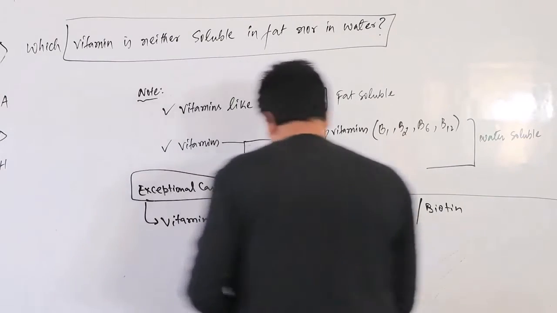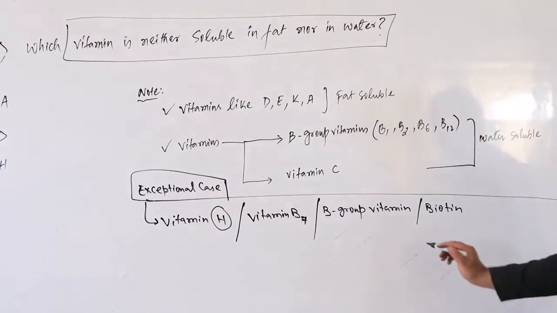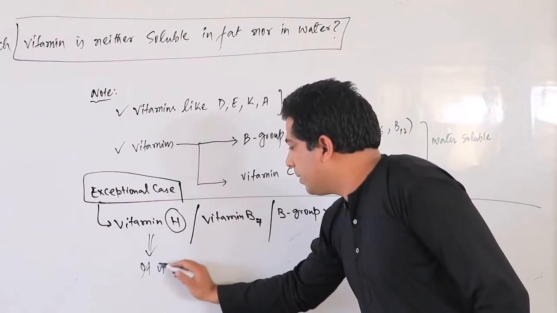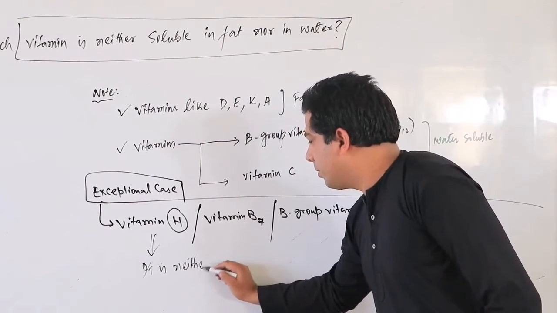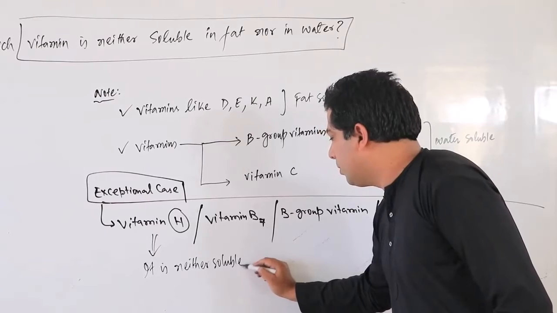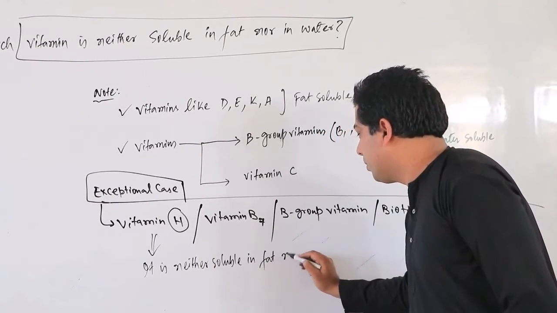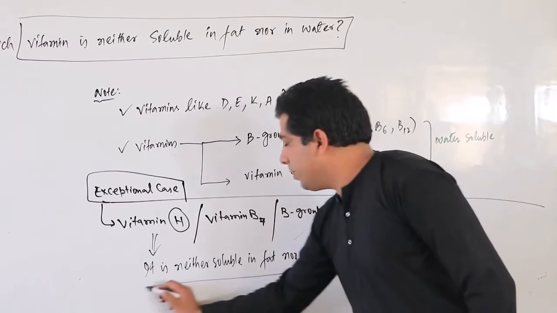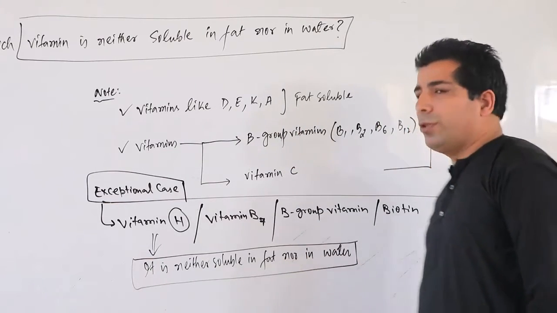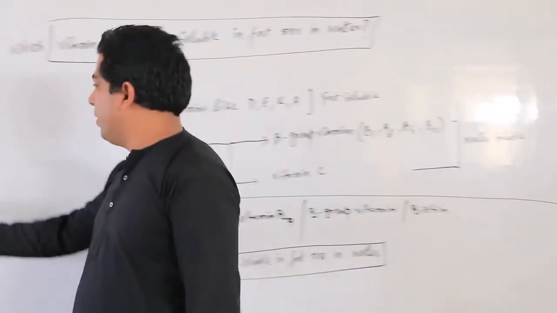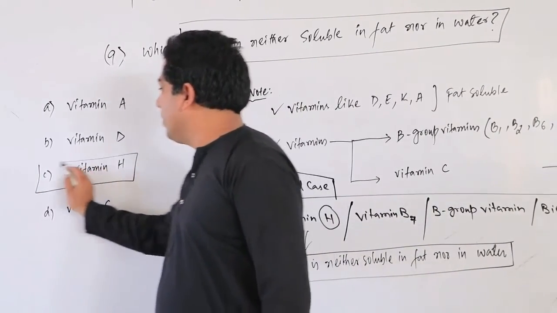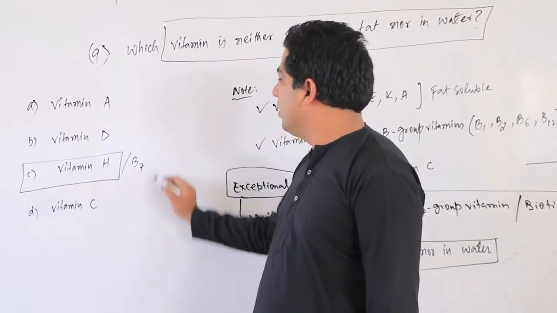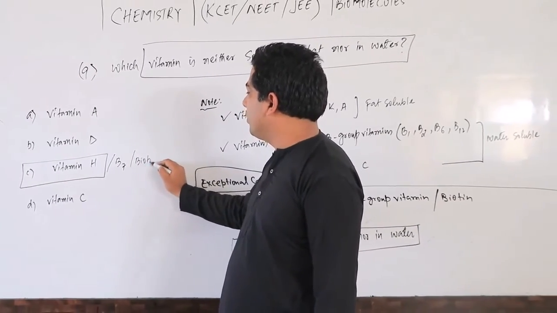Okay, what kind of exception is here? Have a look. This vitamin, it is neither soluble in fat nor in water. Please remember that. So this is the vitamin which is neither soluble in fat nor in water. So my dear friends, the answer is vitamin H. And vitamin H is also known as B7 vitamin, and you can also call it as biotin.